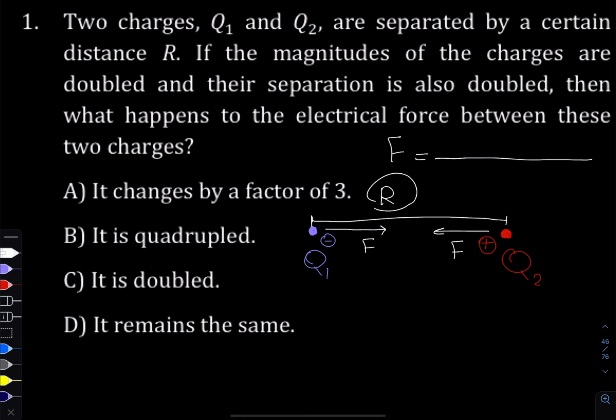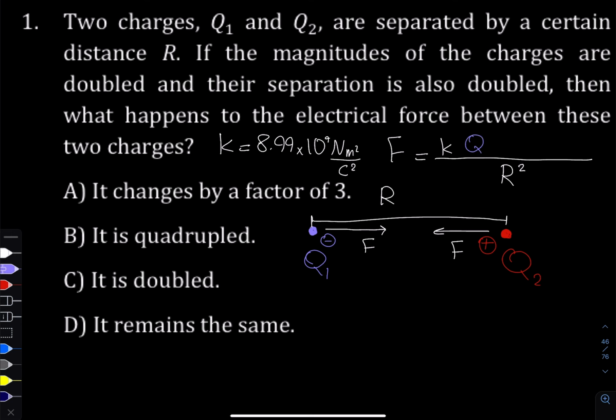So the distance between them is r, and r is going to be in the denominator, squared. On the top we're going to start with k, and k is Coulomb's constant, so k is 8.99 times 10 to the 9th newtons meters squared over coulombs squared, and coulombs is a unit for charge. We then have the magnitude of the first charge and the magnitude of the second charge.